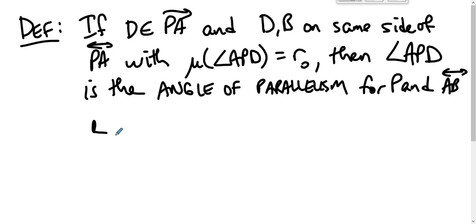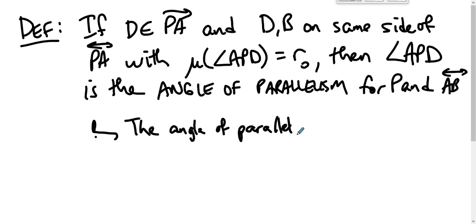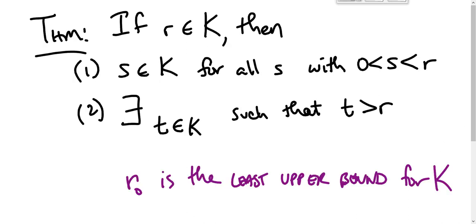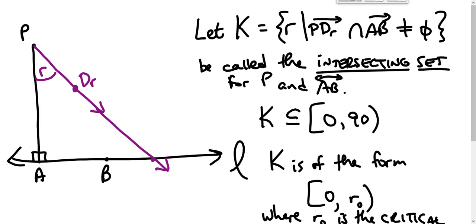Quick side note here. The angle of parallelism is the same on either side of line PA. That is to say, in this setup here, when you draw the first line that's parallel to line L going through P, they intersect, they intersect, they no longer intersect. That angle measure is R naught.